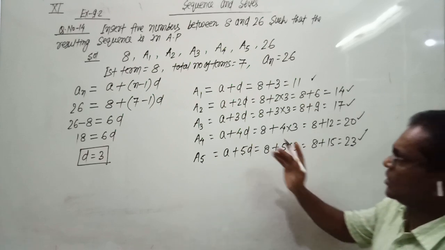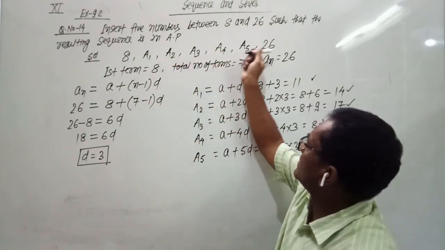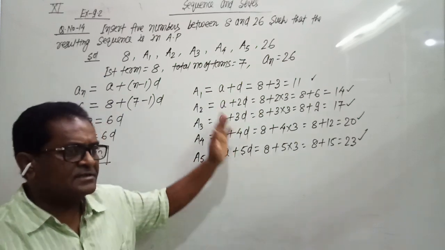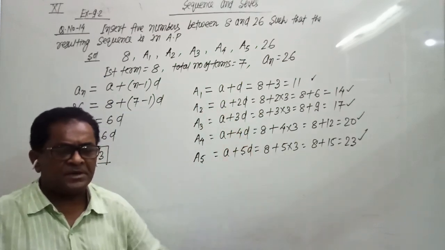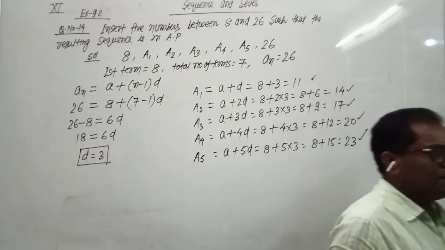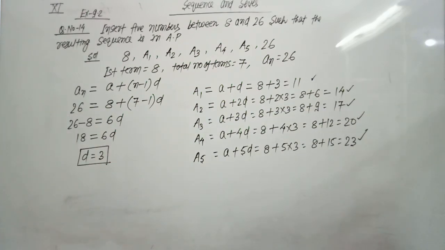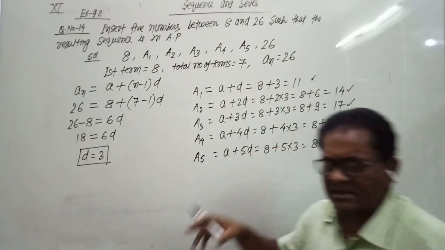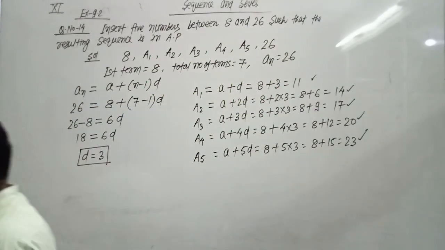And when we put all these five numbers in between 8 and 26, then we observe that the resulting sequence is an AP. So if we are given two numbers in a question and we have to find either 5 numbers, 10 numbers or 12 numbers between these two numbers, then we use this method to find the various numbers between two given numbers.